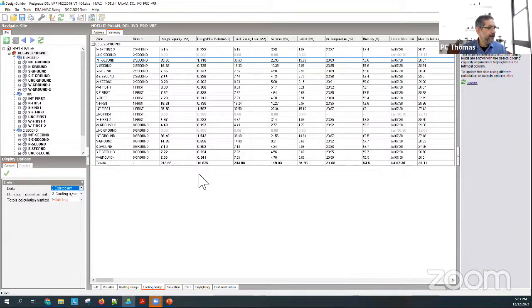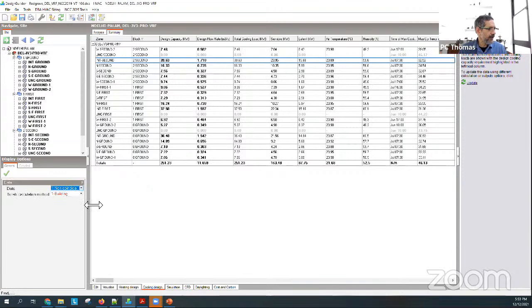Now I did something additional, and I'll show you that in a second. I'm going to use a VRF system, and I'm going to have 3 outdoor units for this. One is going to be for the entire ground floor, one for the first floor, and one for the second floor. That's how I set up this system. And you can do that too.